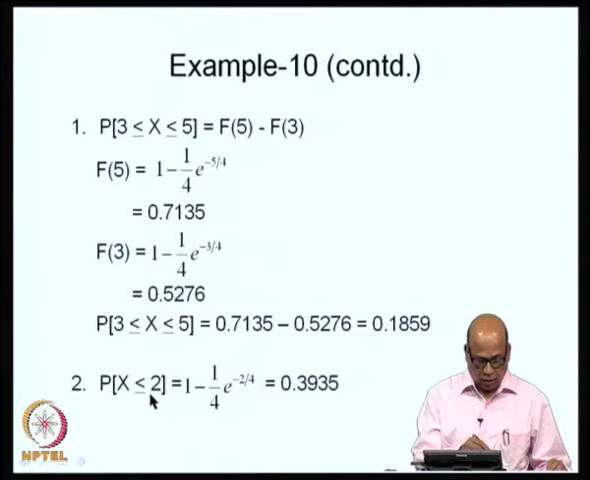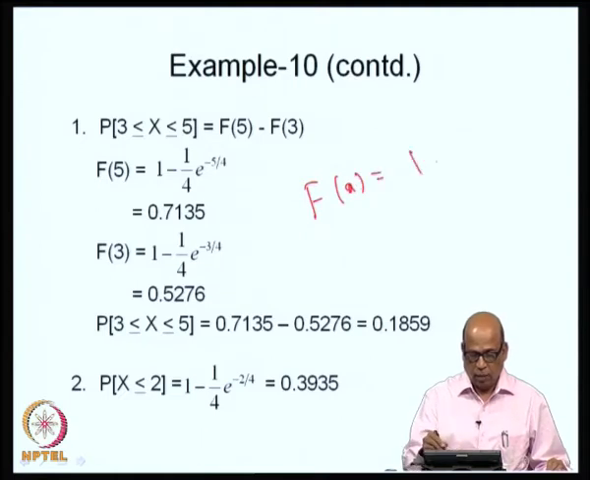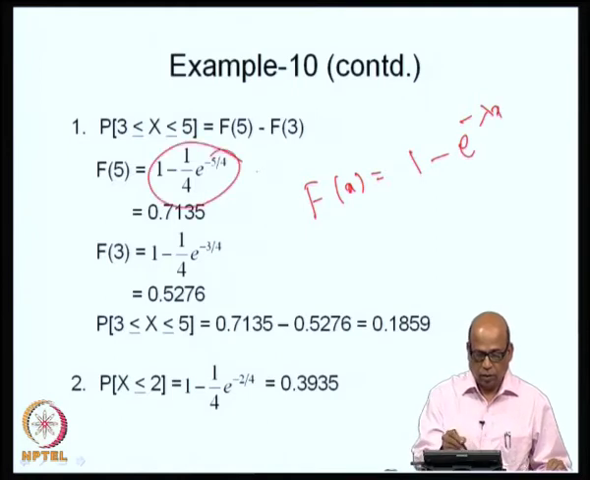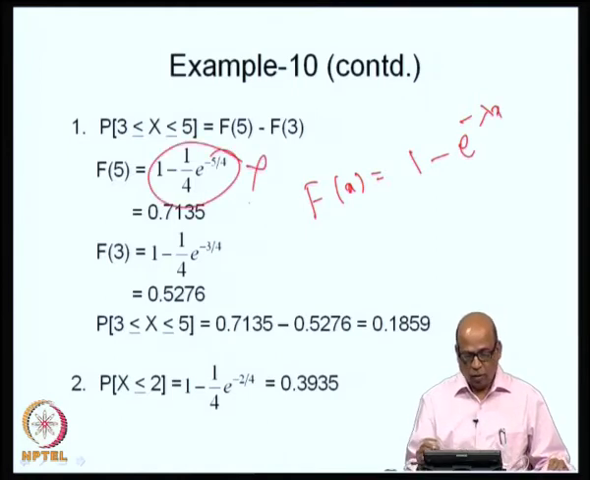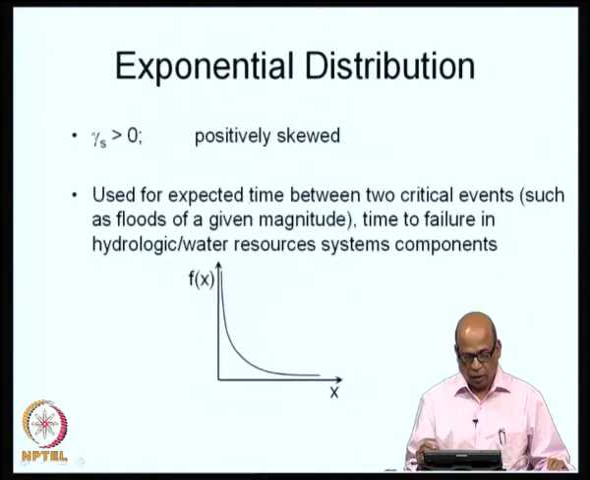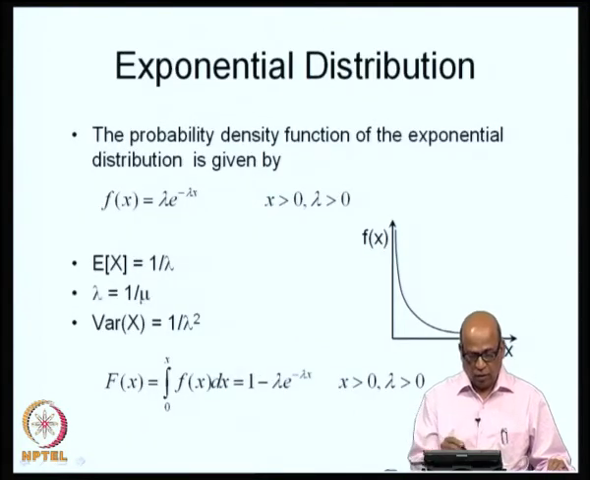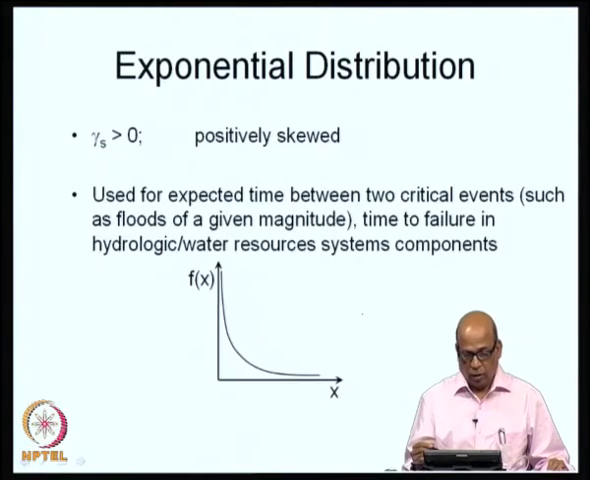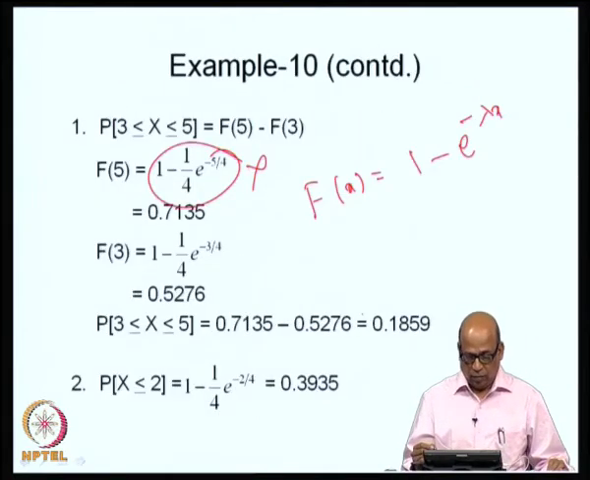There is a correction here. So, this is F of x is equal to 1 minus e to the power minus lambda x. So, there is a correction here. We will just go back here for a while and see that your F of x is 1 minus e to the power minus lambda x. So, using this expression, we get the associated probabilities.